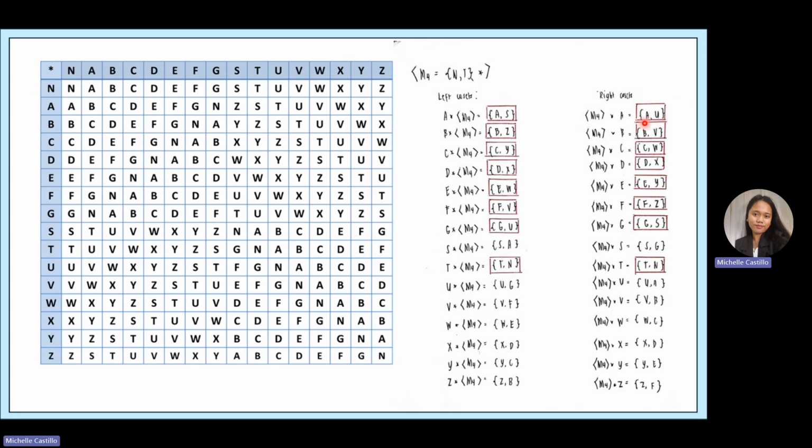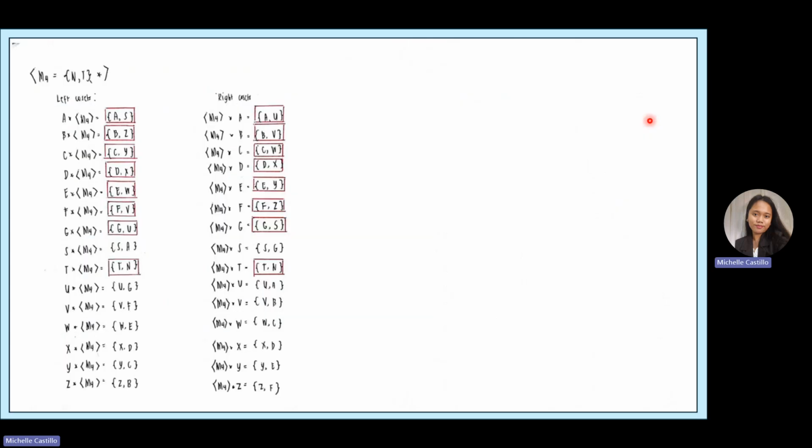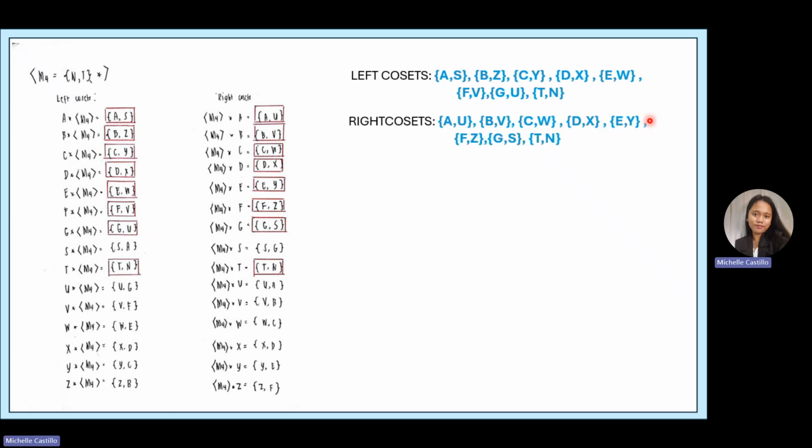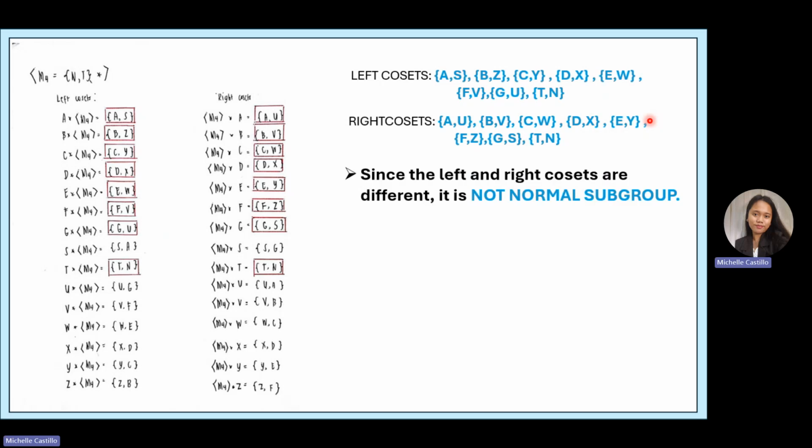That's why we have a and u for this one. So when we continue this process, we will get these left and right cosets. For the left cosets, we have a, s, b, z, c, y, d, x, e, w, f, v, g, u, t, and n. For the right cosets, we have a, u, b, v, c, w, d, x, e, y, f, z, g, s, and t, and n.